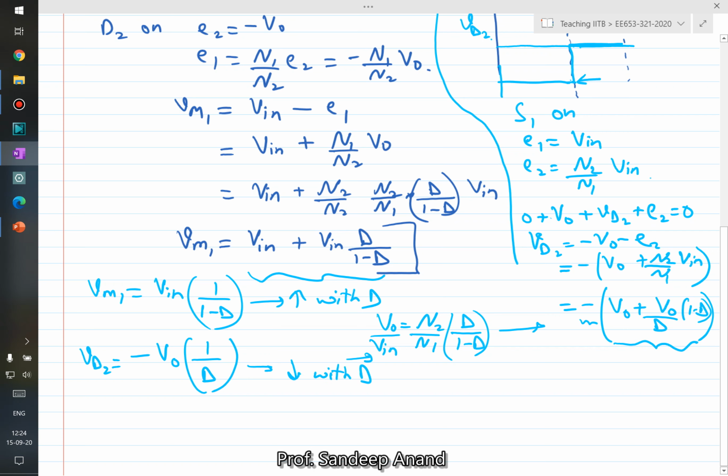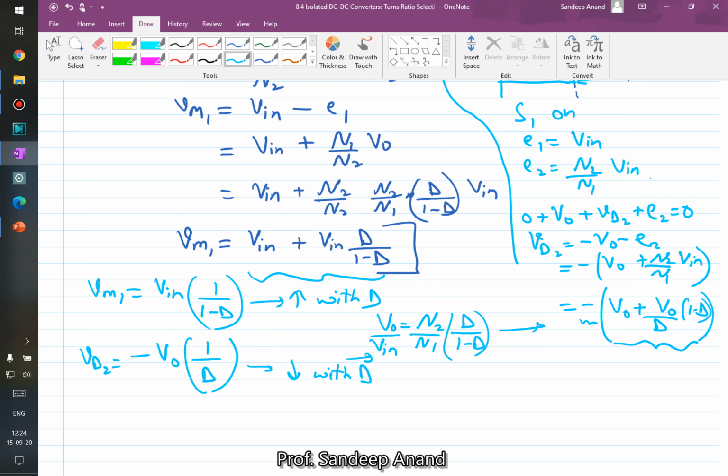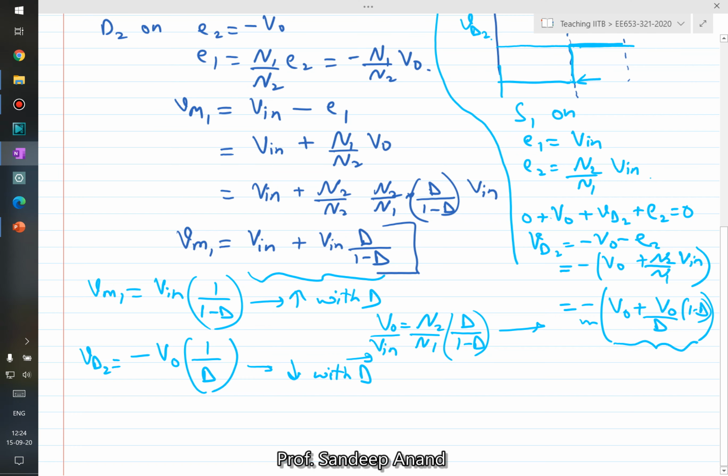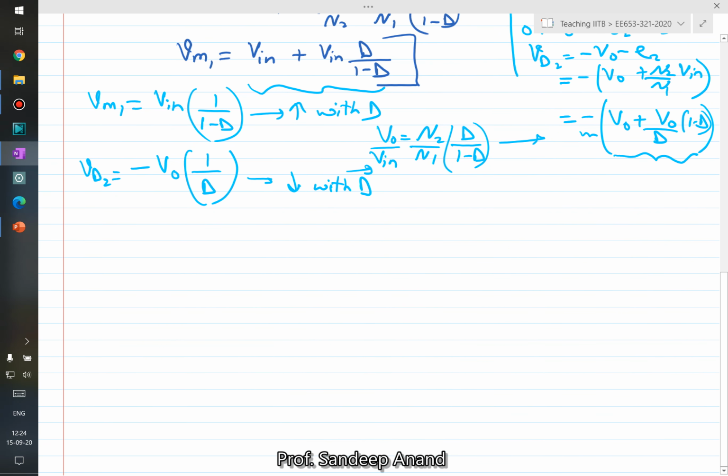What it implies is that depending on the duty cycle that you would set for a given application, your voltage blocking capabilities, the requirement of the MOSFET and diode, would also change. And therefore, this also becomes a deciding factor. And you cannot always keep duty cycle close to 0.5. Let me take an example to explain the same thing.